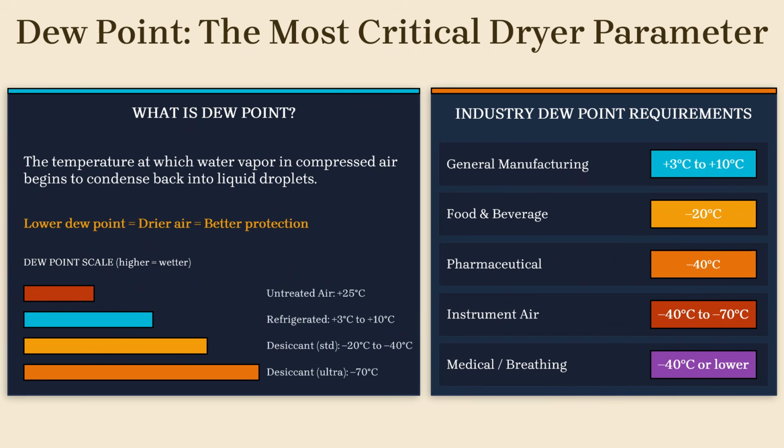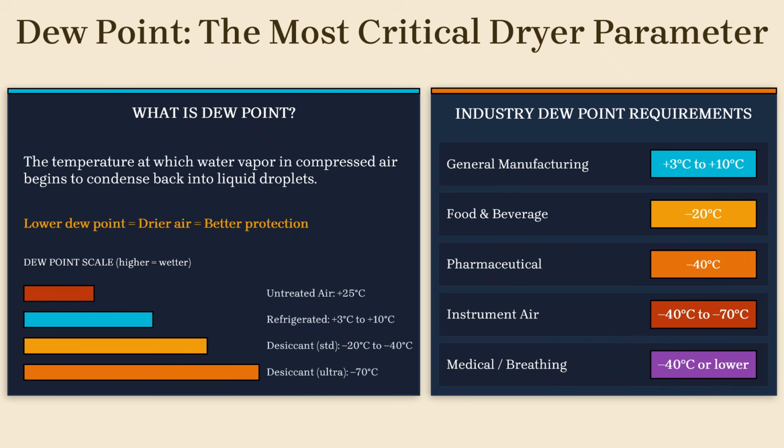After understanding different dryer technologies, the next important concept is dew point, the single most critical parameter in compressed air drying systems. Dew point is the temperature at which water vapor inside compressed air begins to condense into liquid droplets. Simply put, the lower the dew point, the drier and safer the compressed air becomes.